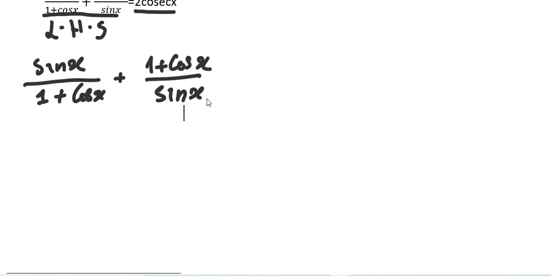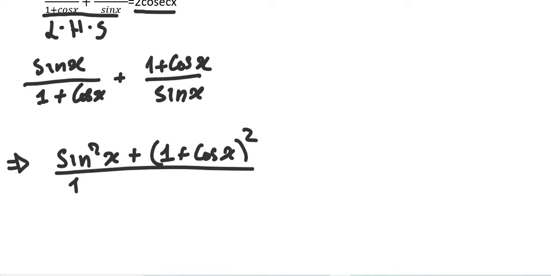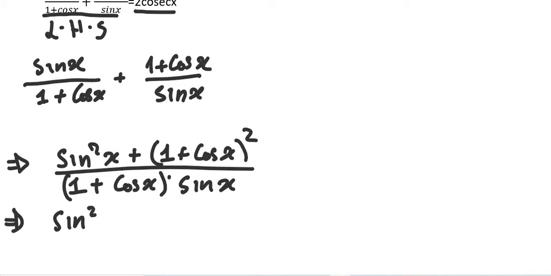Now I will obtain from these equations sine square x plus (1 plus cos x) squared, divided by (1 plus cos x) times sine x. From this I will obtain sine square x plus 1 plus 2 cos x plus cos square x.